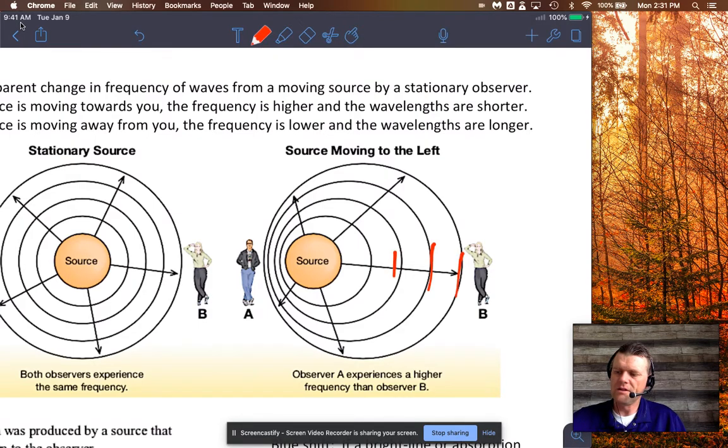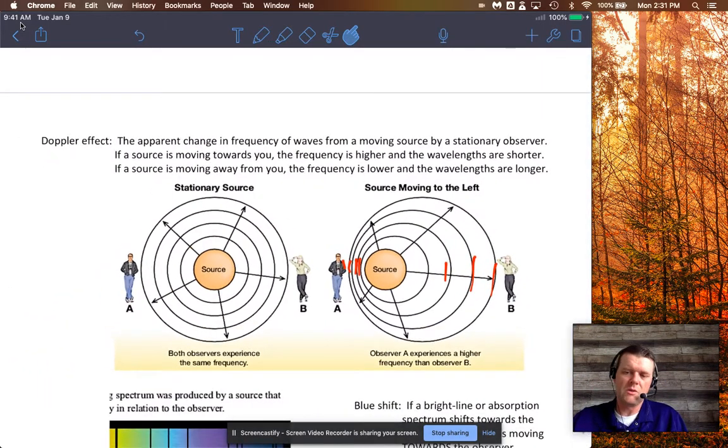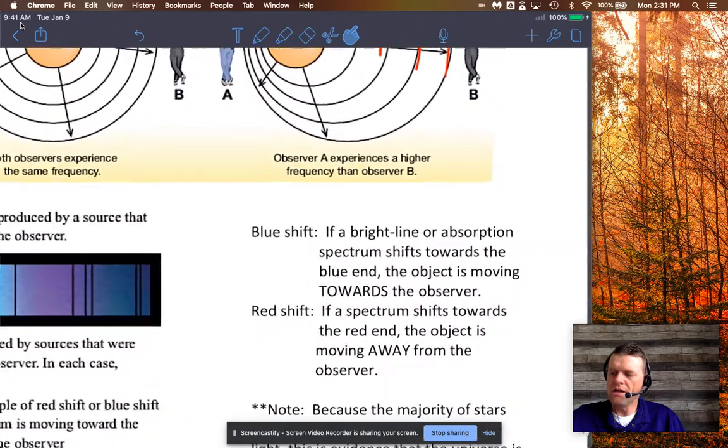See that compared to this guy, because the source keeps moving to the left, and so the wavelengths bunch up in front. Now, we usually think of the Doppler effect with sound waves, which is the easiest way to understand it. But because light is also a wave, light waves do the same thing. And so you might remember this from your Science 9 classes.